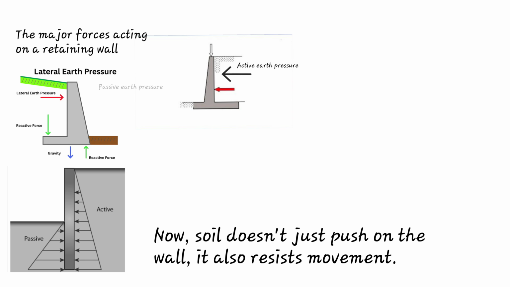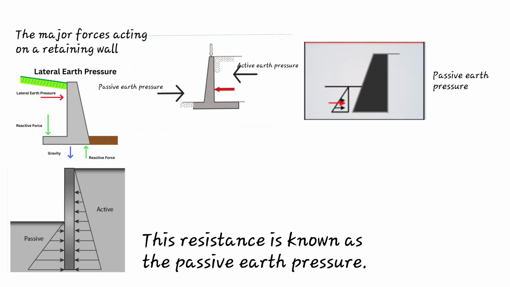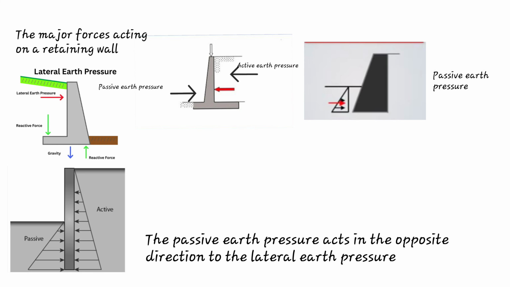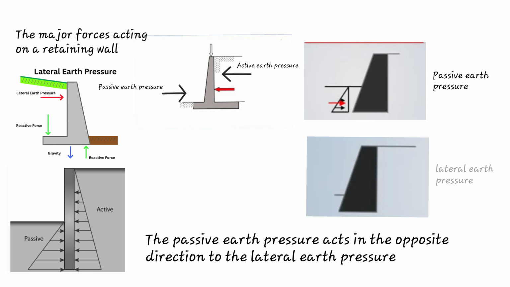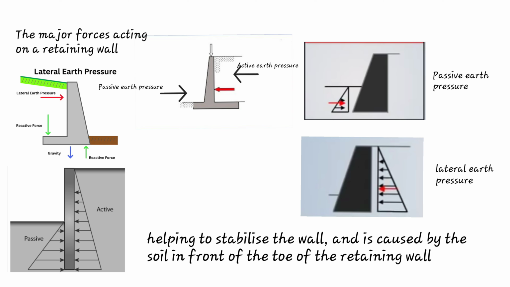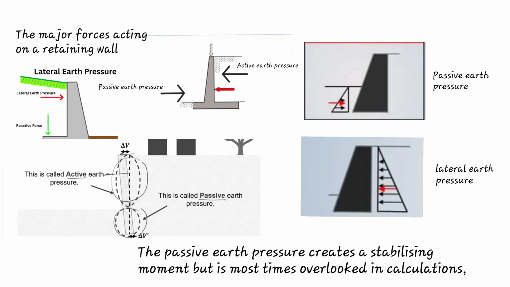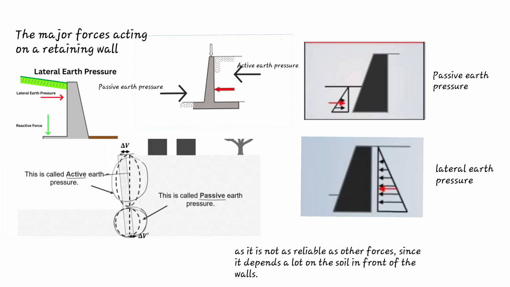Now, soil doesn't just push on the wall, it also resists movement. This resistance is known as the passive earth pressure. The passive earth pressure acts in the opposite direction to the lateral earth pressure, helping to stabilize the wall, and is caused by the soil in front of the toe of the retaining wall. The passive earth pressure creates a stabilizing moment but is most times overlooked in calculations, as it is not as reliable as other forces, since it depends a lot on the soil in front of the wall.